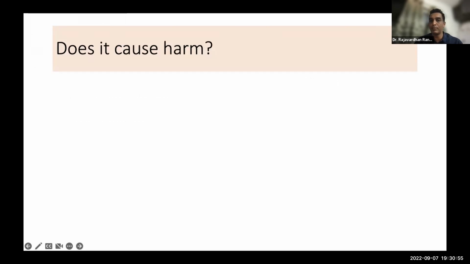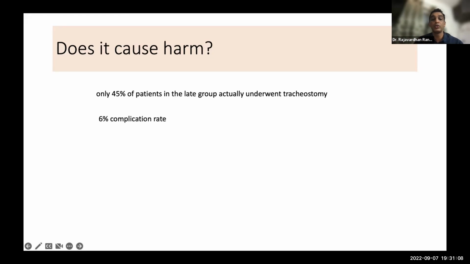Whether it will cause any harm, I think this topic was also covered by Nitya. They noted that only 45% of the patients in the late group required tracheostomy, that is, if 100 patients were supposed to get a tracheostomy in the late group, only 45% of them required it. So then comes the question of whether we are causing harm by doing an unnecessary procedure for these patients, especially as there was some harm, because the complication rate was almost 6%. So it comes to a question of whether we should do it or not.